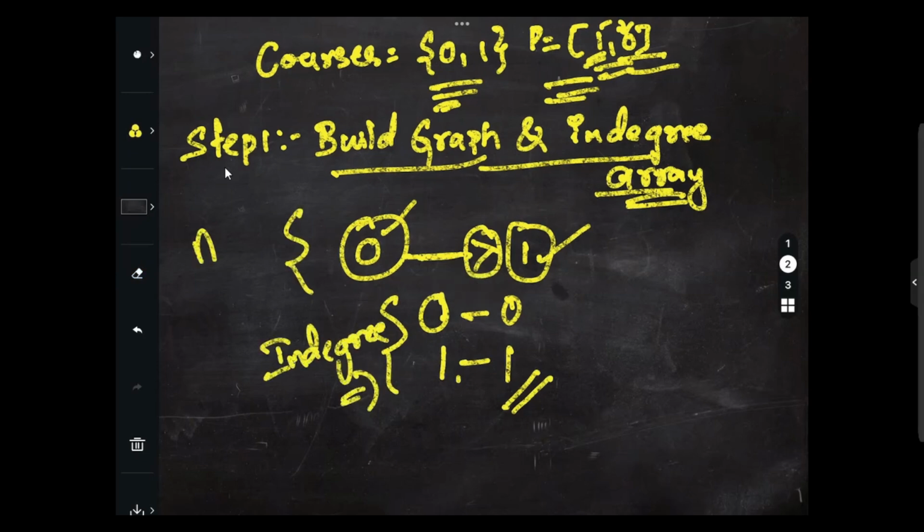This one, adjacency list. Adjacency list is nothing but this can be visualized in the form of 0 to 1, because prerequisites they have given 1, 0, where we have to complete 0 before taking the course 1. So this can be represented in this form. This will be the adjacency list and this will be the in degree. In degree of 0 remains 0 and 1 will be 1 in this case. This will be step 1, right?